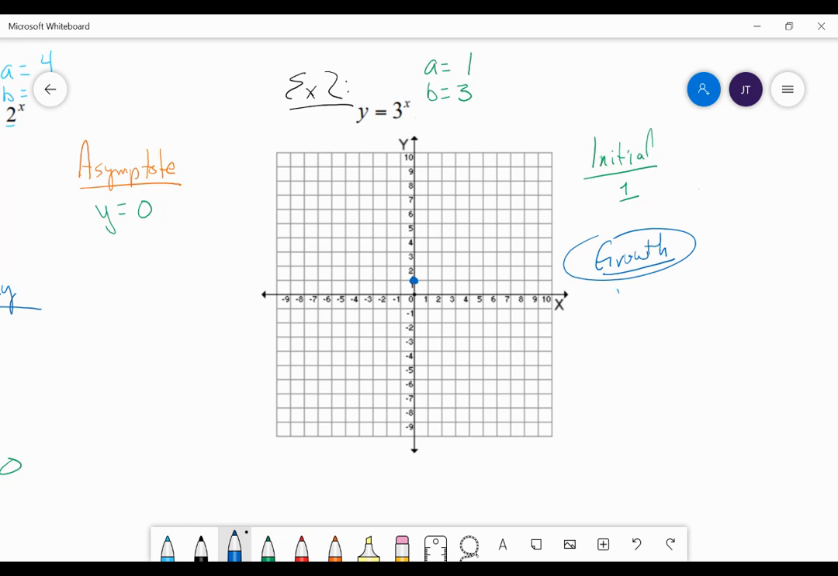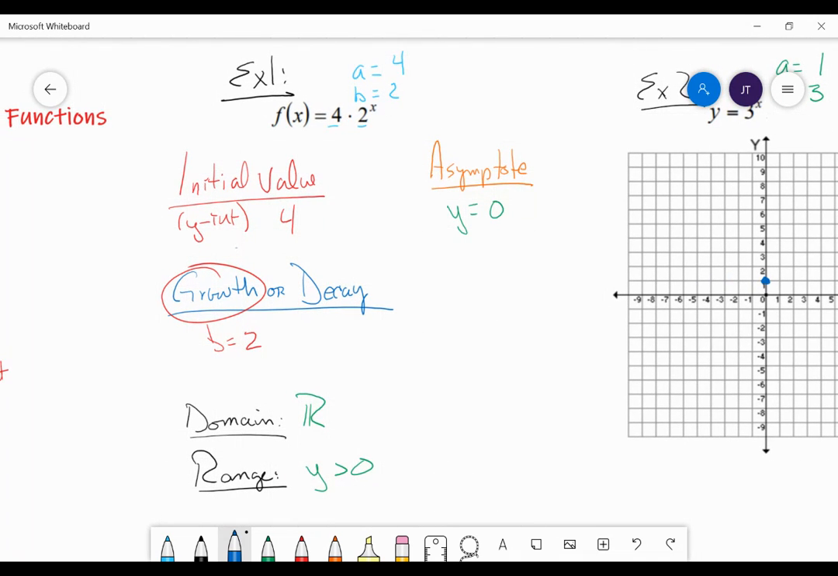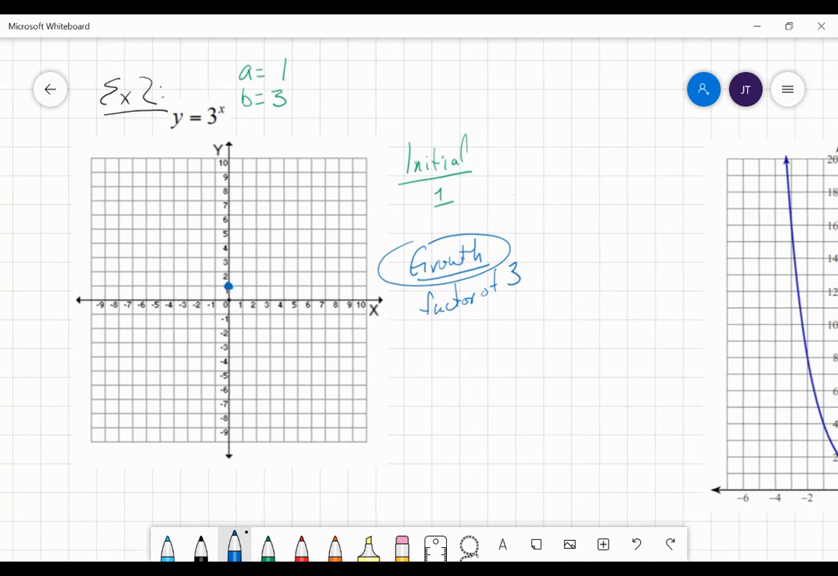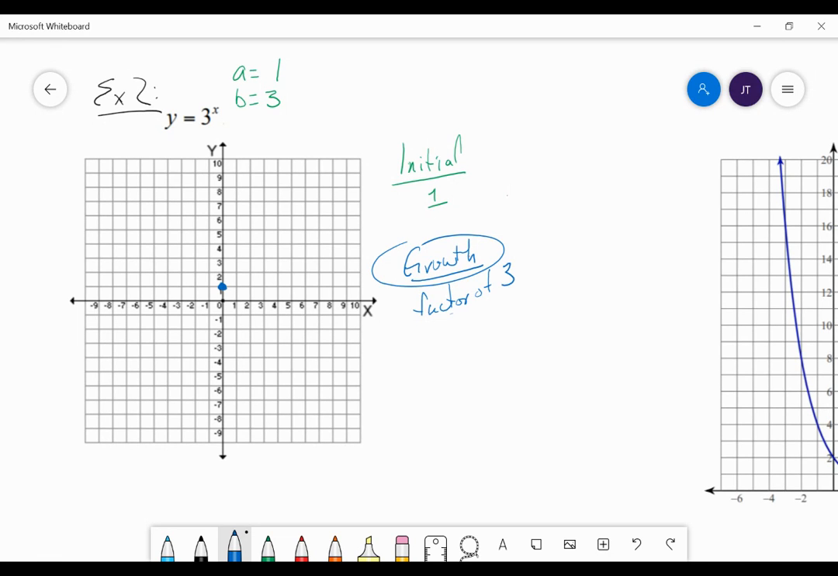And it has a growth factor of 3. I think I forgot to put that on example 1 here. Yeah, here your B is your growth factor, just meaning you're multiplying by 2 every time. Here, in example 2, your growth factor is 3. You're multiplying by 3 every time.